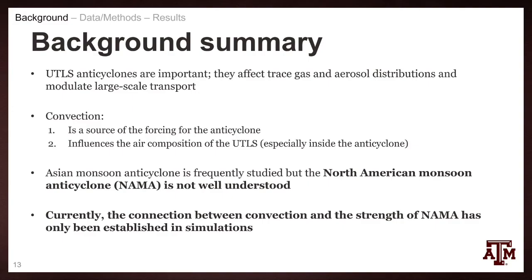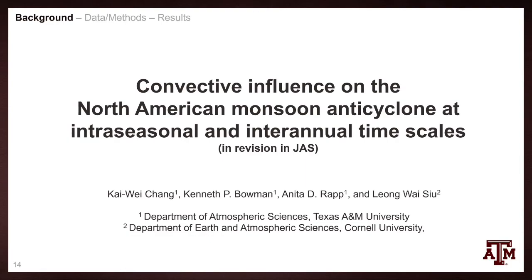So far, the Asian monsoon anticyclone is pretty frequently studied, but the North American monsoon anticyclone, or the NAMA, is not well understood. Currently, the connection between convection and the strength of the NAMA has mostly been established only in simulations. So we would like to try and use observations and also reanalysis to demonstrate the connection between convection and anticyclone in the upper troposphere. This study is currently in revision in the Journal of Atmospheric Sciences.